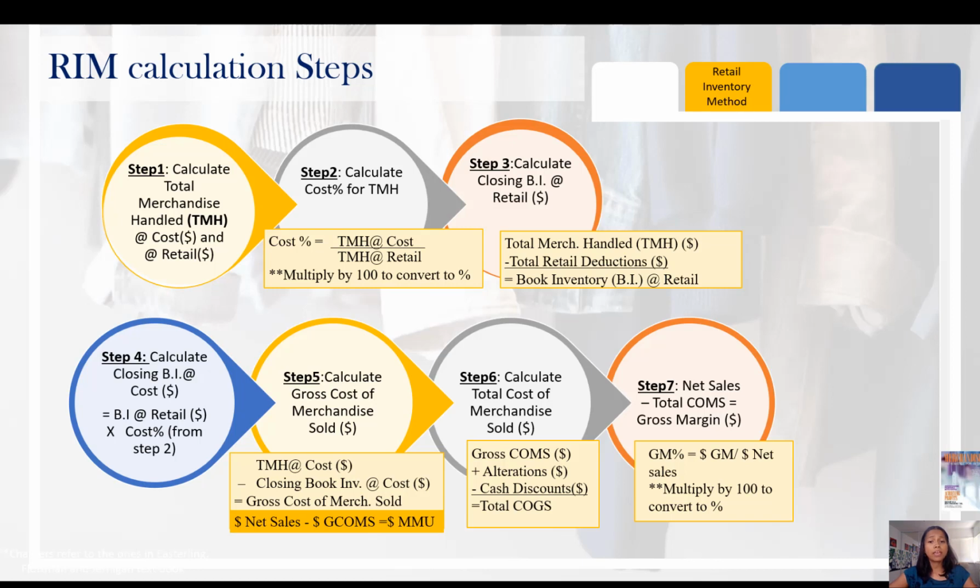Step 5. Calculate gross cost of merchandise sold, which is the difference between total merchandise handled at cost and closing book inventory at cost. Gross cost of merchandise sold can be used to calculate maintained markup, which is the difference between net sales and gross cost of merchandise sold. Step 6. Add alterations and subtract cash discounts from gross cost of merchandise sold to calculate total cost of merchandise sold. Step 7. Calculate gross margin, which is the difference between net sales and total cost of merchandise sold.